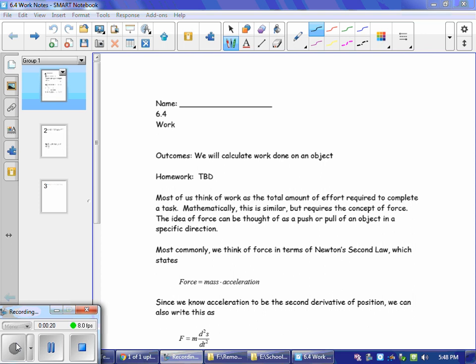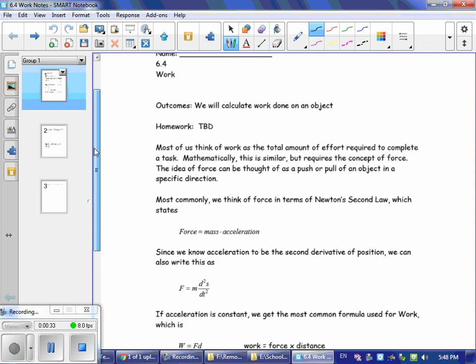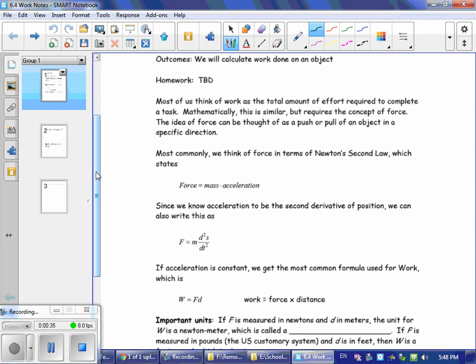So what we're going to do is calculate the work done on an object, and anybody that's taken physics knows that this is actually a very applicable thing to physics. And we'll talk about the homework at the end. This one is really short. Going to try and keep this video under 20 minutes. Let's see how we do.